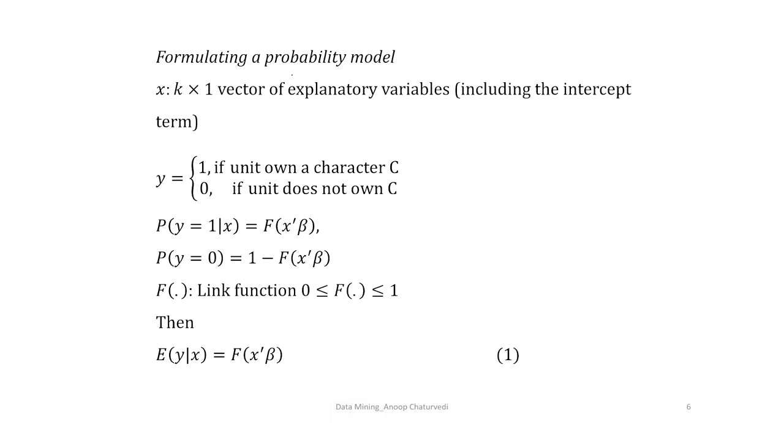Now, formulating a probability model. Suppose x is a k cross 1 vector of explanatory variables including the intercept term. So, we assume that x also includes the intercept term. And y equal to 1 if the unit owns a particular character c, and it takes value 0 if the unit does not own character c. Say, for example, y takes value 1 if the person owns a house, and it takes value 0 if the person does not own a house. Or y takes value 1 if the insect dies, or 0 if the insect survives.